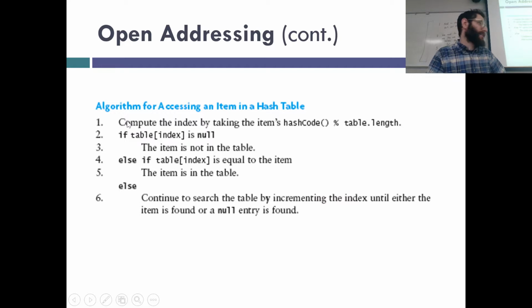To find an item in a hash table, whether to find it, remove it, retrieve it, or put it in, I compute the index that I would find that item at by using the hash code and then the length of the table. If the value is null, that means it was never there, right? It's not there. If the item in the table is equal to the item, then the item's in the table. Otherwise, I continue searching by incrementing the index until either I find the item I'm looking for or I hit a null entry. If I find the item, I found the item. If I find a null, that means the item was never inserted in the first place.